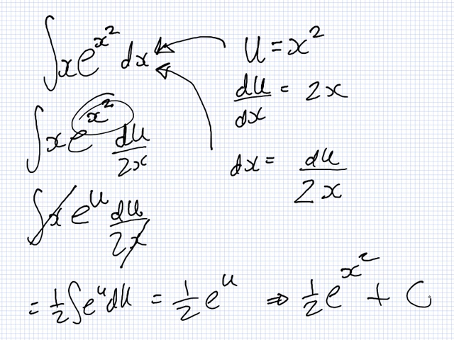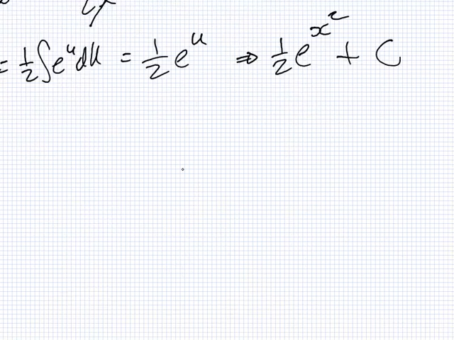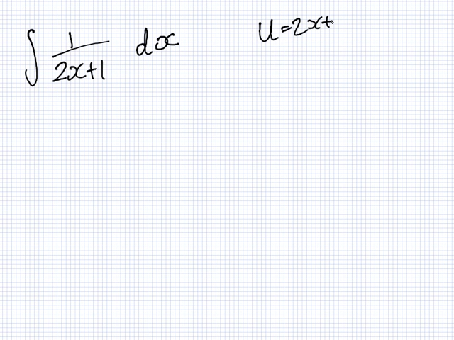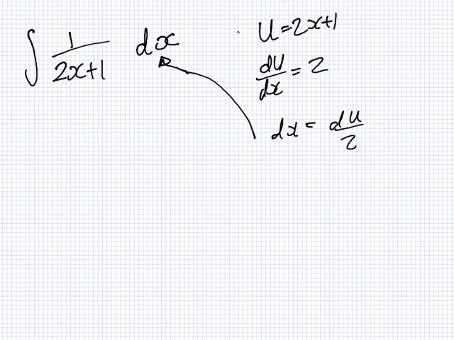Can I scroll down for another one? Okay, let's do something like this one. This is one you already kind of know the answer to, but I want to do it anyway. u equals 2x plus 1, du/dx equals 2, so dx is du over 2. That goes in, and this becomes 1 over u du over 2, which is a half times 1 over u du.